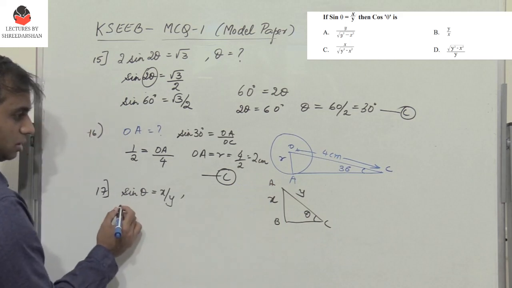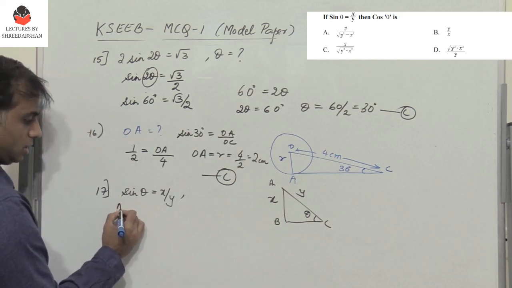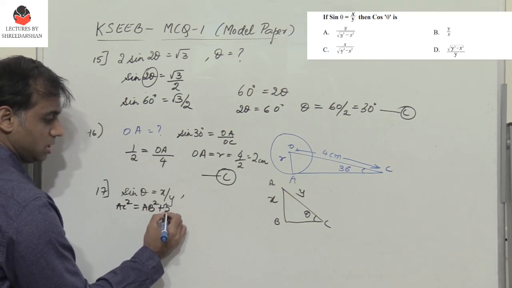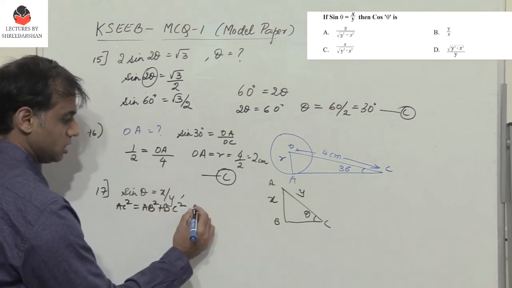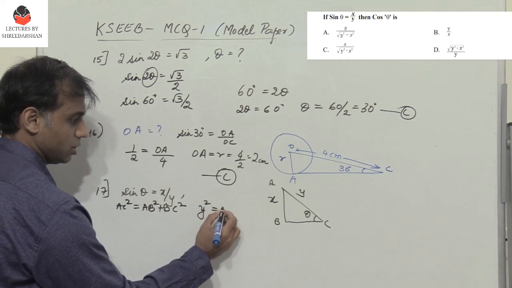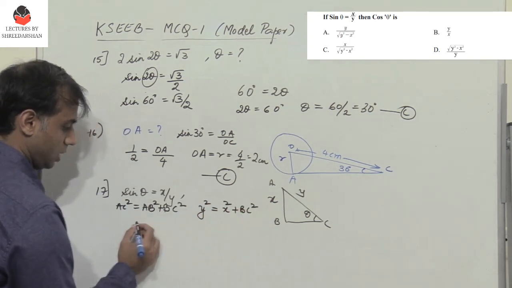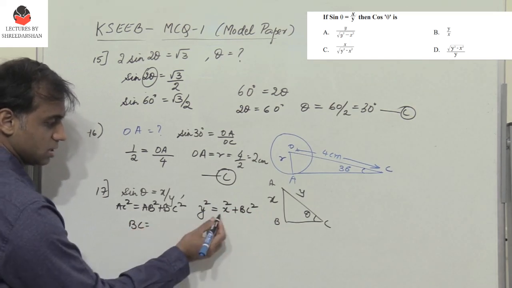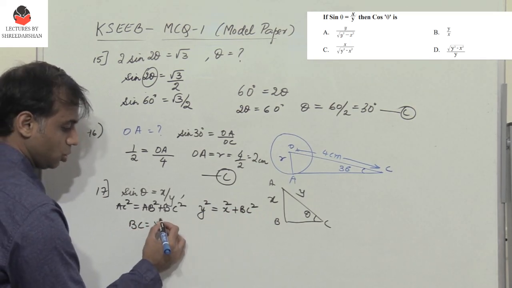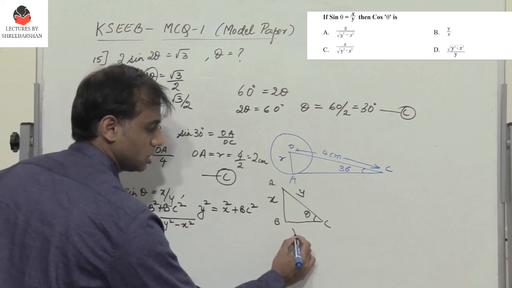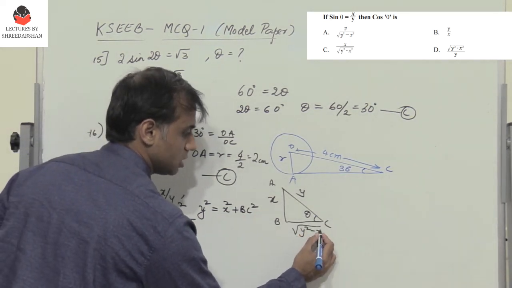Using Pythagoras theorem, we know that AC square equals AB square plus BC square. Now what is AC square? It is y square equals AB square, which is x square, plus BC square. What is BC? BC is nothing but, I take this x square to LHS, so you will get root of y square minus x square.